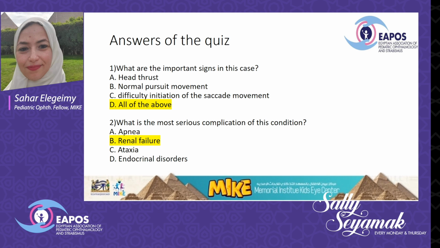Let me take you to the answers of the quiz. The first question was, what are the important signs in this case? And the answer is D, all of the above. As we noticed in the video, the head thrust, the normal pursuit movement, and difficulty initiating the saccadic movement. The second question was, what is the most serious complication of this condition? And the answer is B, renal failure, as all of these complications occur in this case, but apnea, for example, occurs in early infancy and subsides at the age of 6 months. Renal failure occurs in older children.